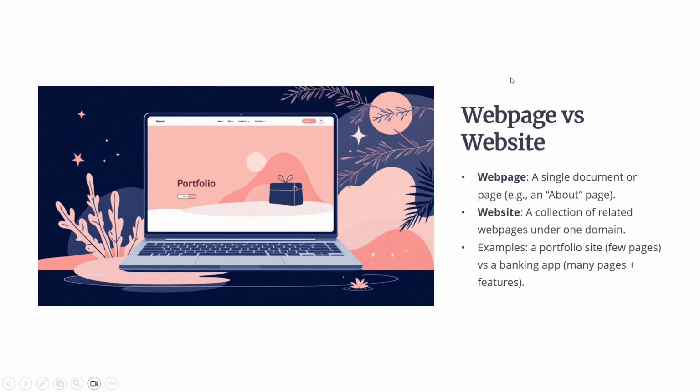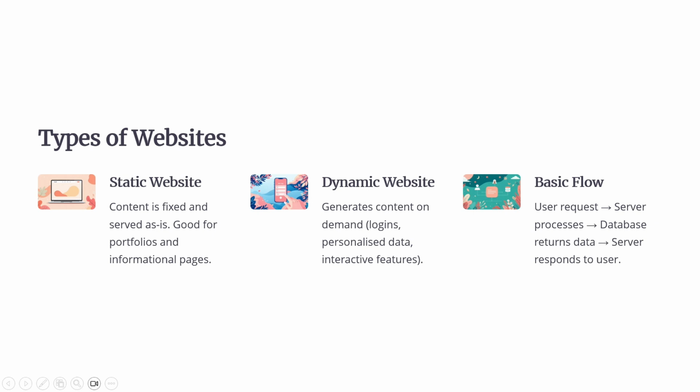So next, what are the types of websites? There are two types of websites. First, we have static websites. In static websites, we have fixed content. Static means something that has already been done, and the content does not change unless the developer of the website edits the code.